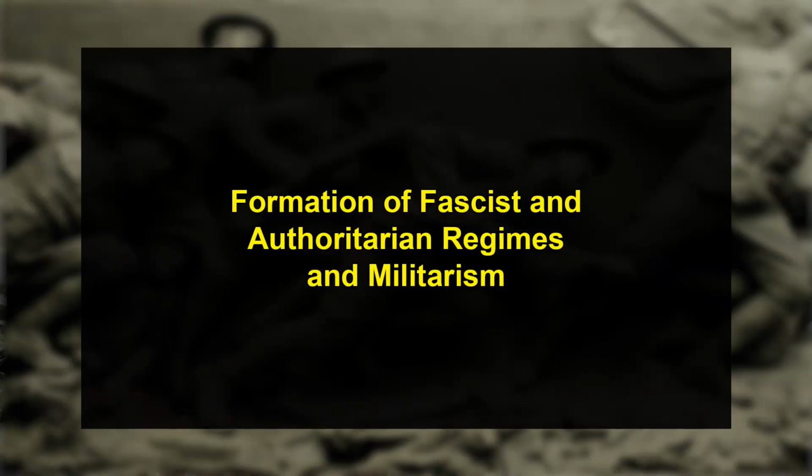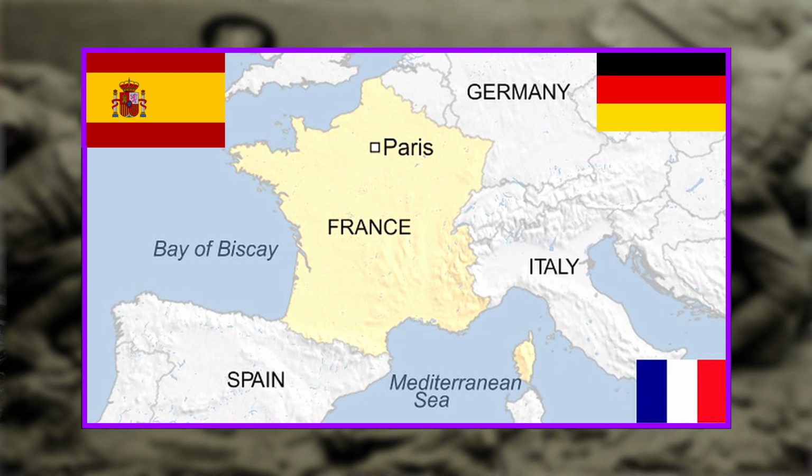Another important factor is the formation of fascist and authoritarian regimes and militarism. Fascist political leaders came to power in the 1920s and 1930s in Italy, Germany, and Spain. Promoting the strength and glory of the state was of utmost importance in fascist systems. Fascist regimes violently repressed all political opposition. Fascist governments also banned all political opposition and eliminated speech and media freedoms.